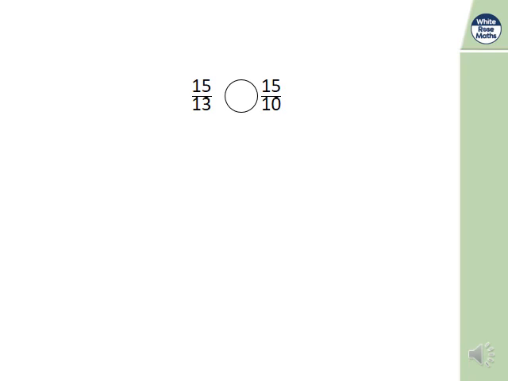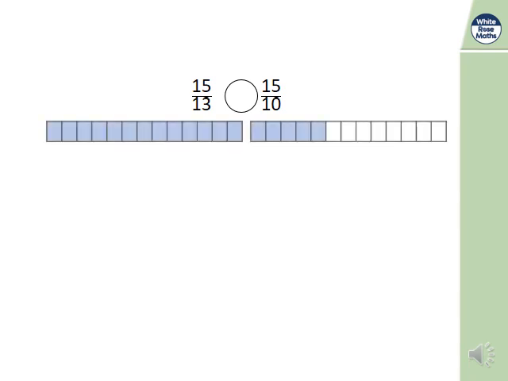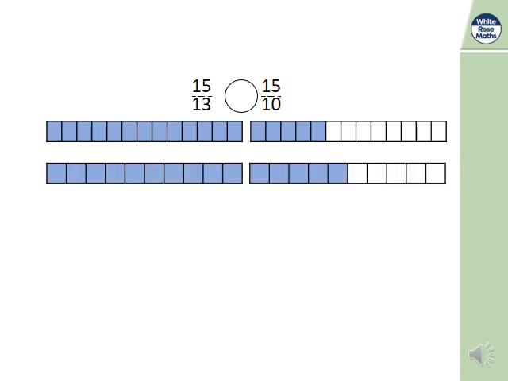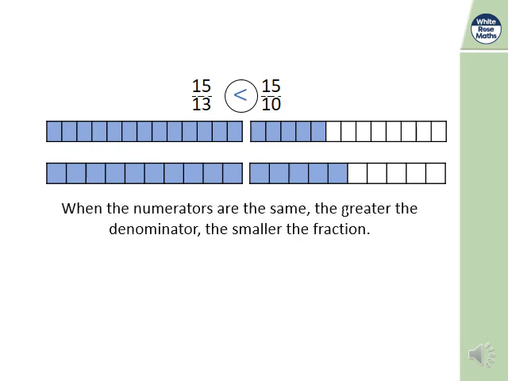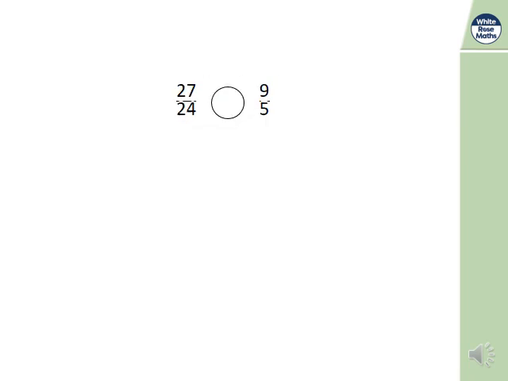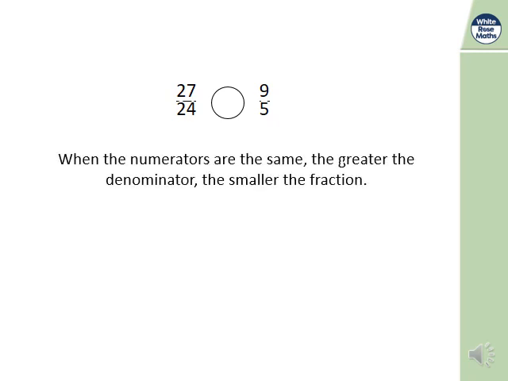We've got 15/13 and 15/10. Here we have our 15/13 and here we have our 15/10. Have a little think, what symbol would we use here? Which is the greater fraction? And we should have put that symbol there. Remembering the rule, when the numerators are the same, the greater the denominator, the smaller the fraction.